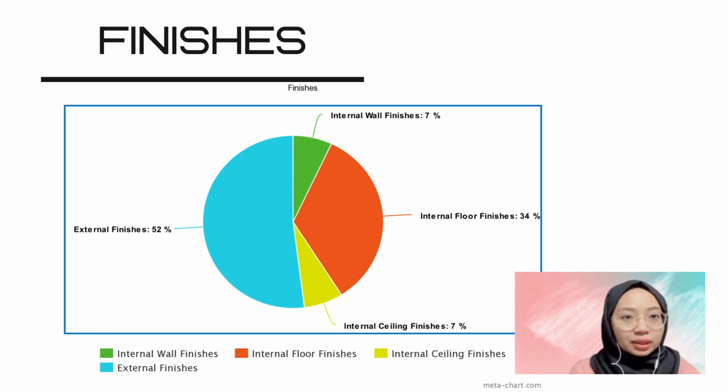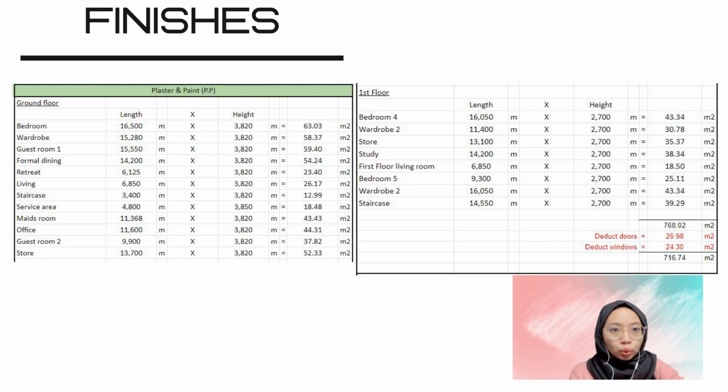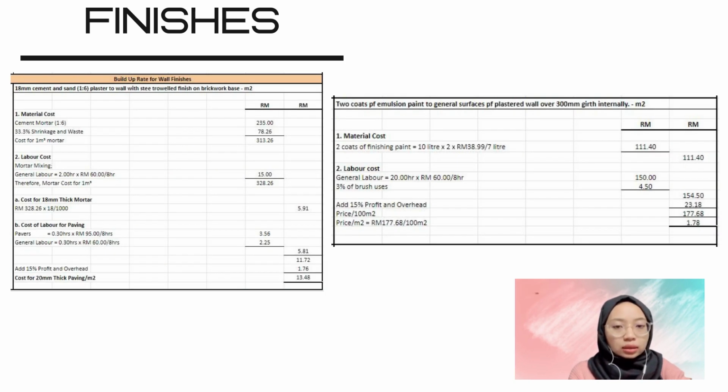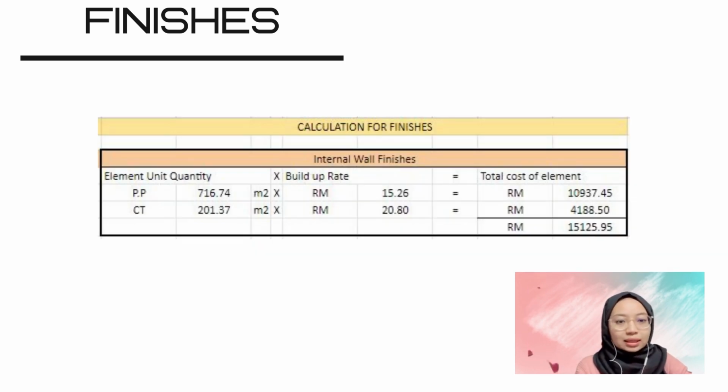about 52%. So here is the detail of element unit quantity finishes of plaster and paint. And this one is the build-up rate for plaster and paint. The last one is the calculation to get the cost of element, which is the element unit quantity times the build-up rates. So the calculation is similar to other elements of finishes.